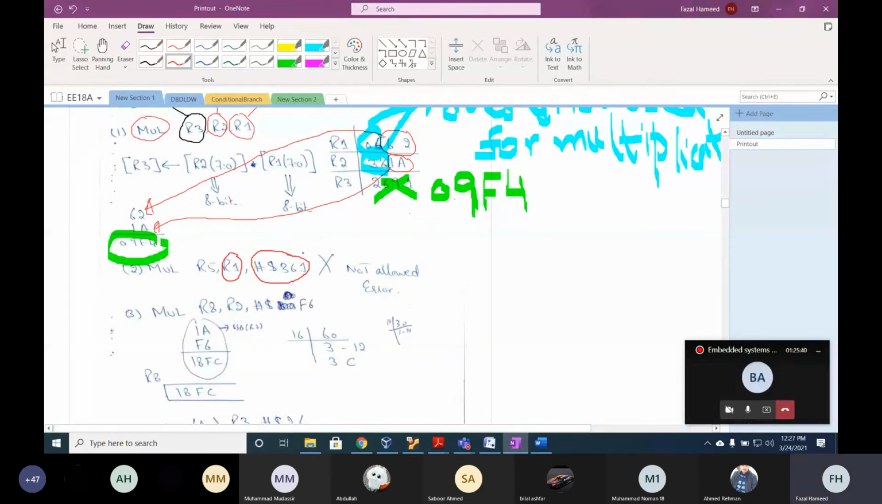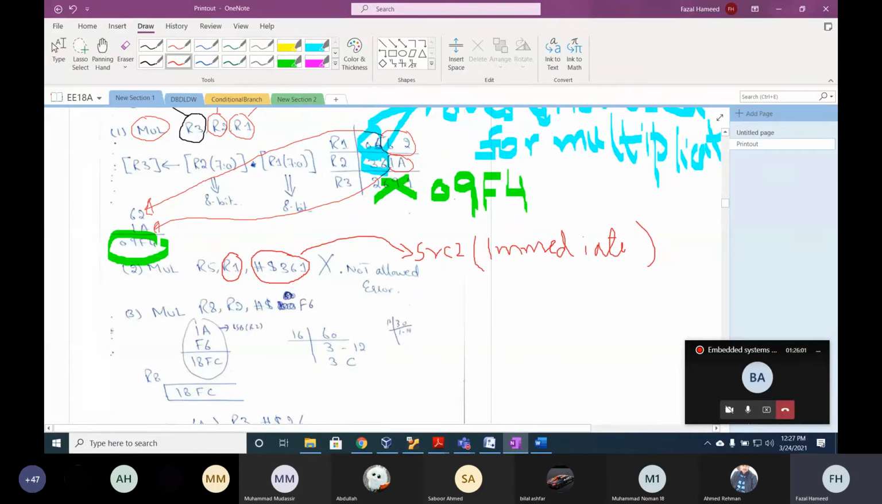On the right hand side, this is source 2. Which addressing mode are you using for source 2? Immediate. So it's in immediate addressing mode. How many bits are used?